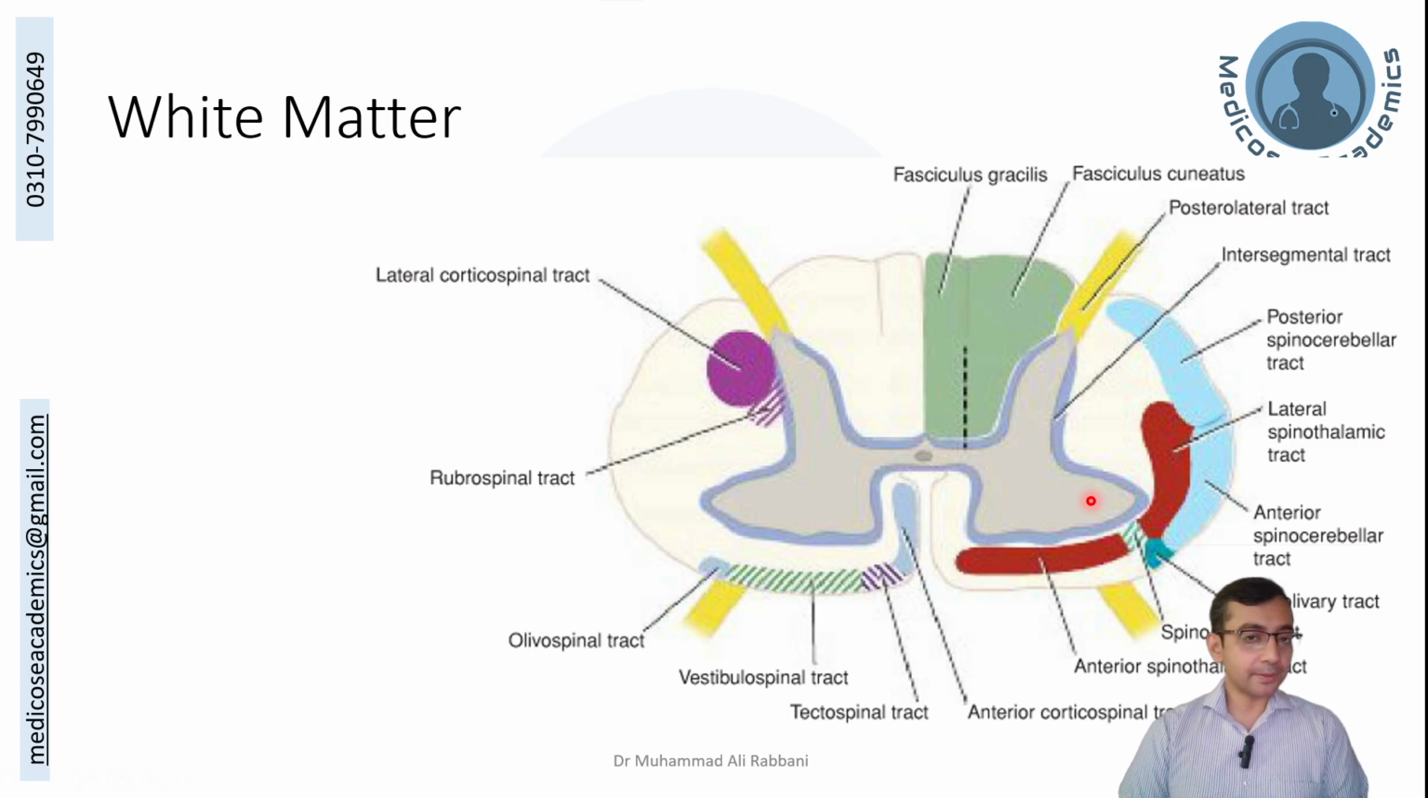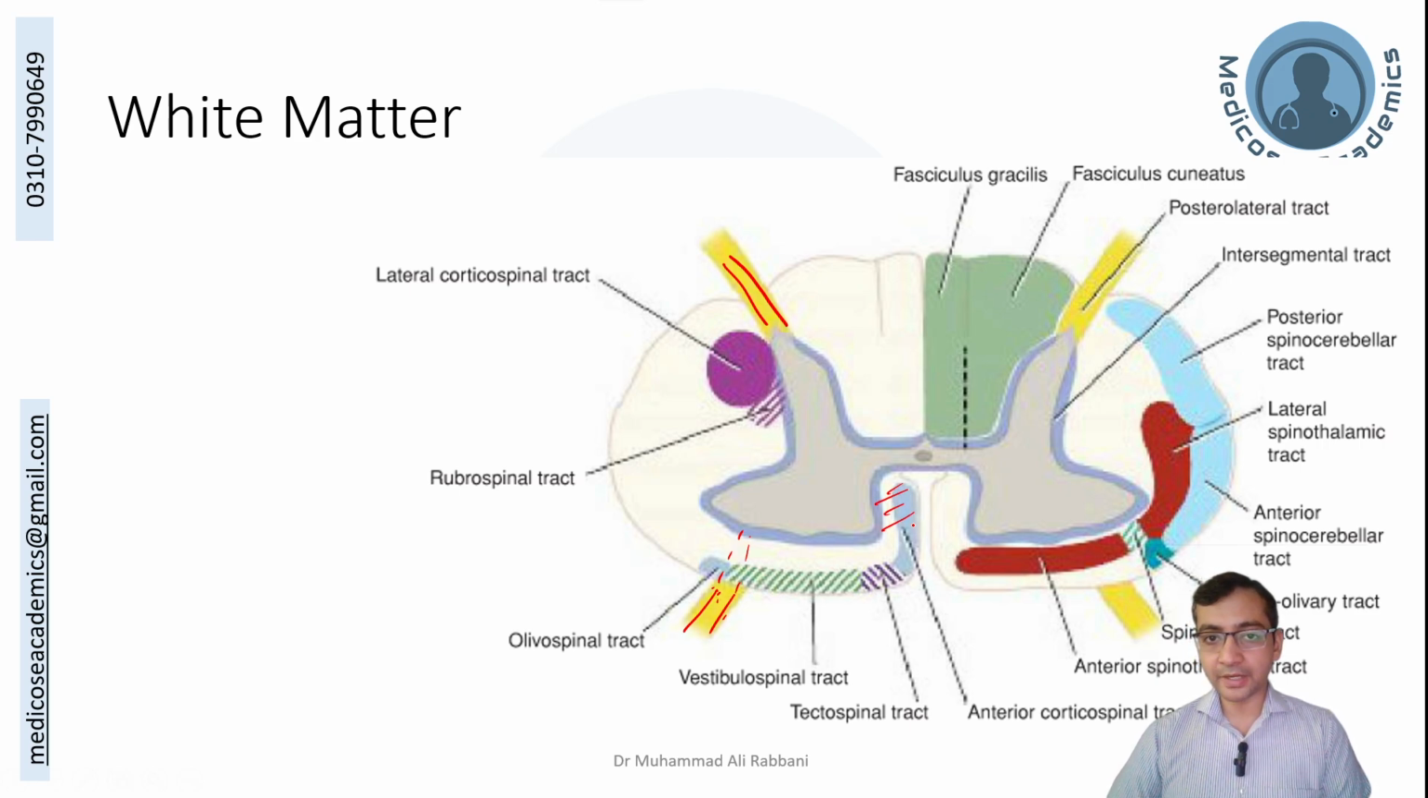That leaves us with the white matter of the spinal cord. We discussed the gray matter. Let's discuss its three parts. These are the posterior roots, dorsal roots. These are the anterior roots. So they will be defining the three white columns.